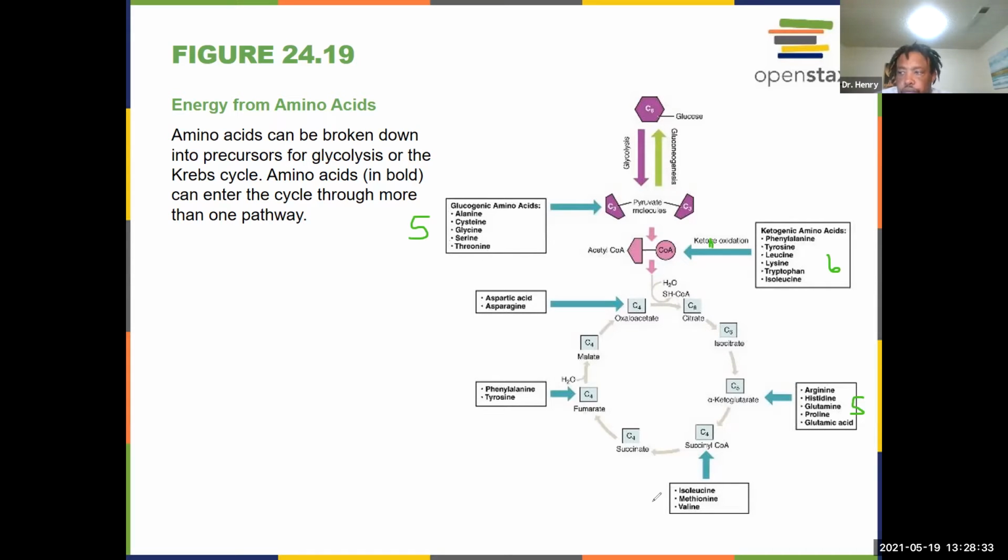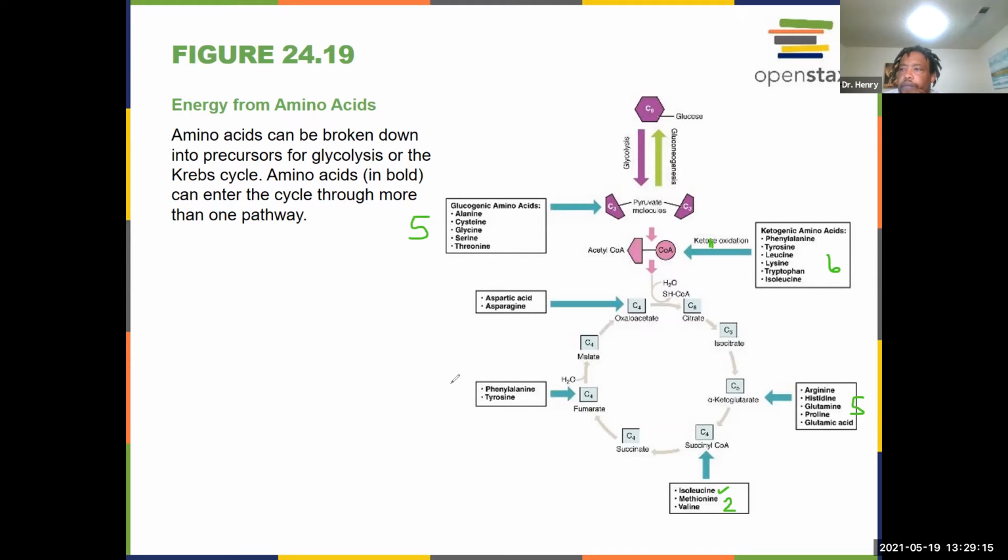Okay, so down here we have isoleucine, methionine, and valine. All of those are hydrophobic, and they're going to enter at the succinyl-CoA part of the Krebs cycle. Now, this one has already been accounted for, and this one has been accounted for here. The other two, this is the only part where they're going to enter. Okay, so now we're up to what, 17? That's right, 18.